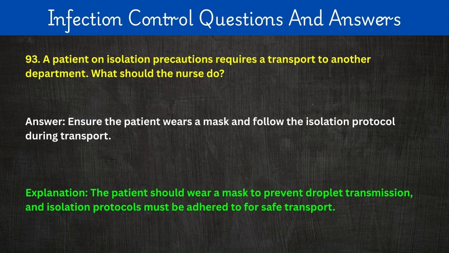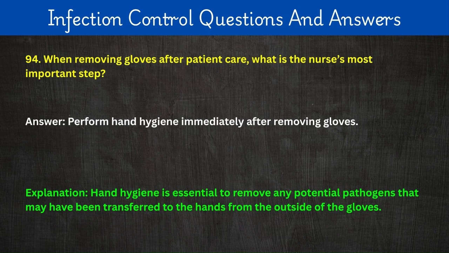93. A patient on isolation precautions requires a transport to another department. What should the nurse do? Answer: ensure the patient wears a mask and follow the isolation protocol during transport. Explanation: the patient should wear a mask to prevent droplet transmission, and isolation protocols must be adhered to for safe transport.